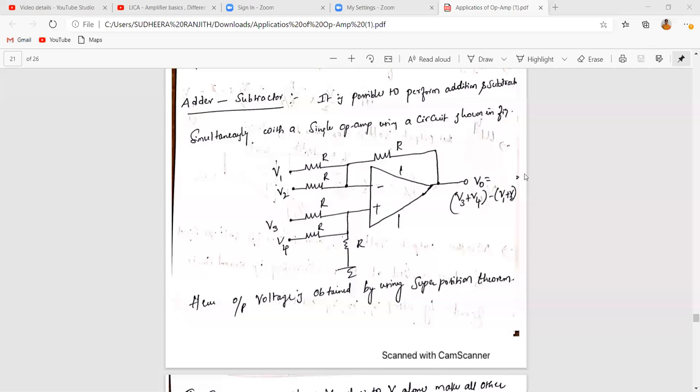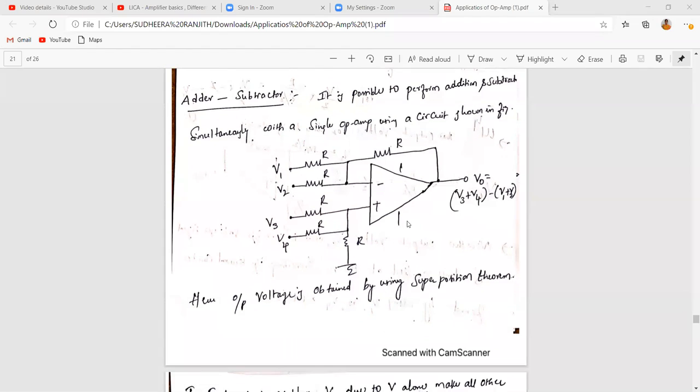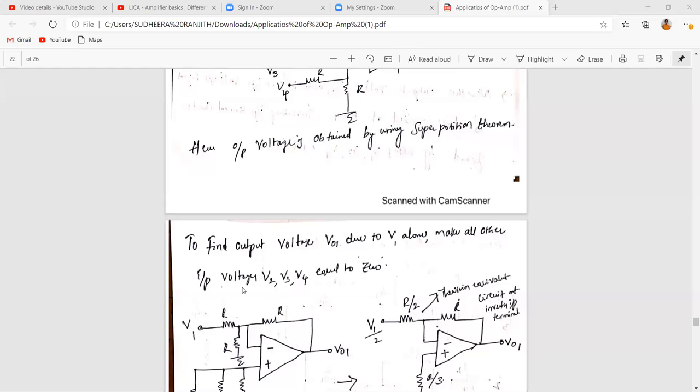We already discussed in the last class that when multiple inputs are applied to the inverting and non-inverting input terminals, you are always supposed to use the superposition theorem. Superposition theorem means activating one source at a time by deactivating the remaining sources. That means only one source is acting on the circuit, the remaining are inactive, right? So by using the superposition principle, we'll do the analysis. Coming to case 1.